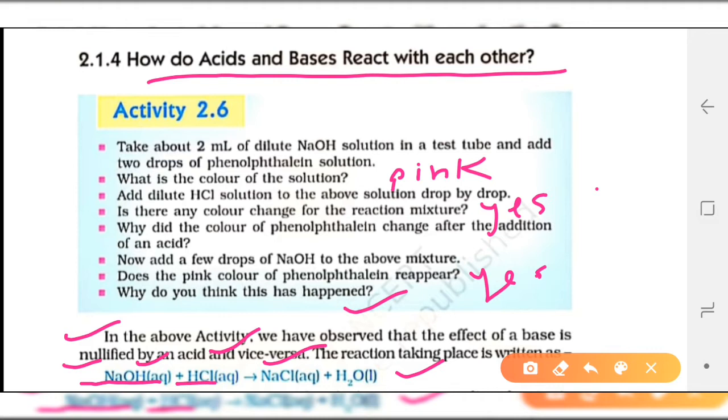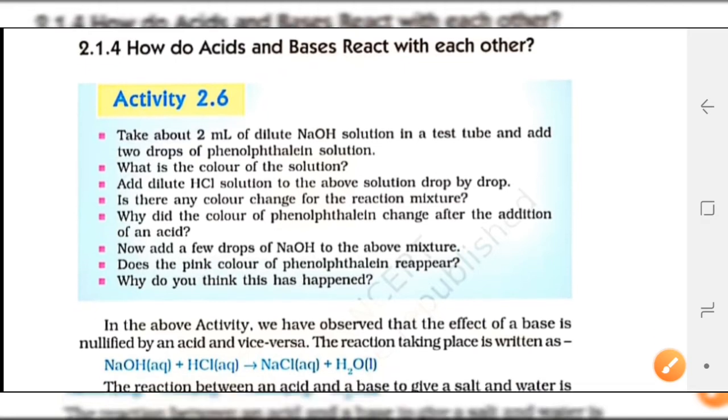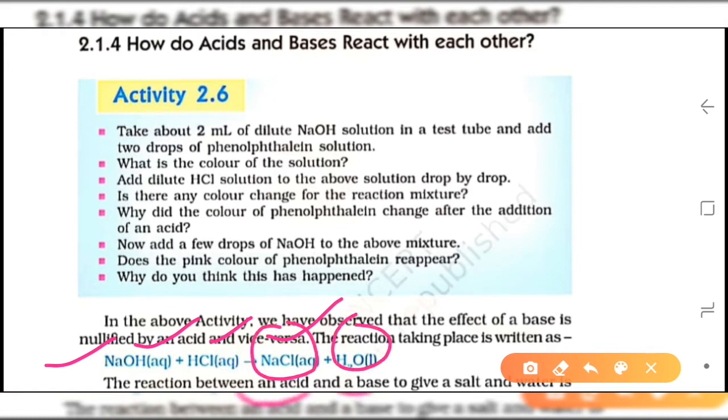Here you can see NaOH is the base, hydrochloric acid is the acid, and this is the salt. So when a base and an acid react with each other, there is a formation of salt and water. So this is a neutralization reaction.